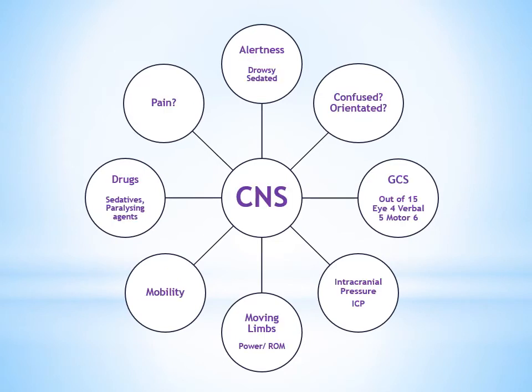The next area of our assessment to consider is the central nervous system. Firstly, we need to consider alertness. So are they drowsy? Are they sedated? And it's important to determine patients' alertness to aid with treatment decisions. For example, if a patient is heavily sedated or paralysed, they may not have a cough, therefore suctioning may not be as effective and a different method of chest clearance may need to be chosen.